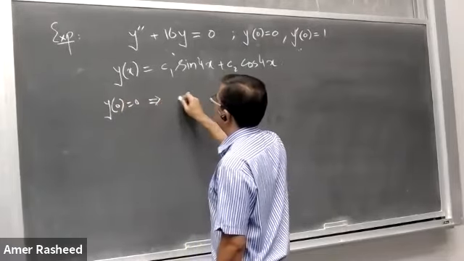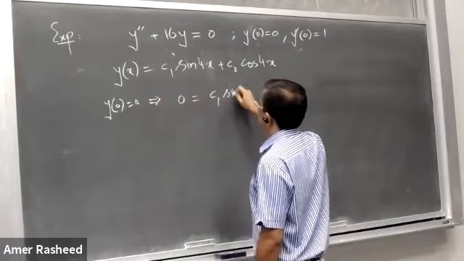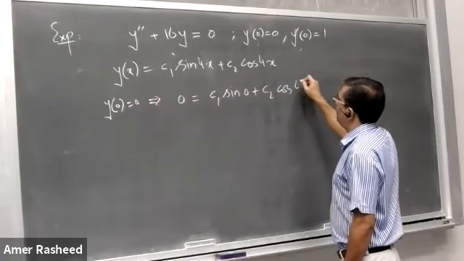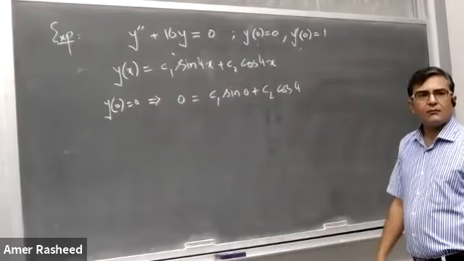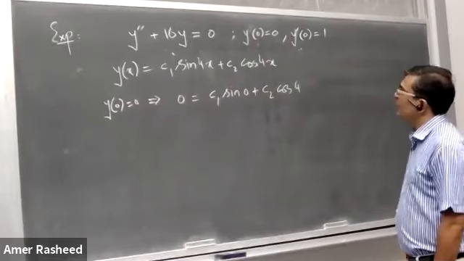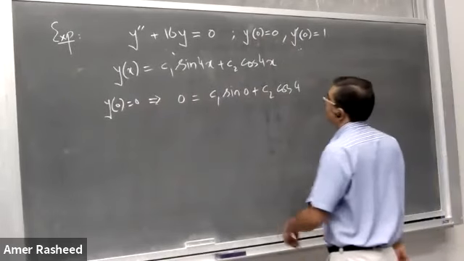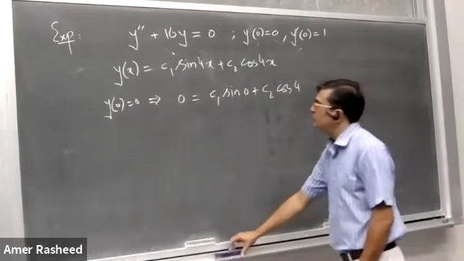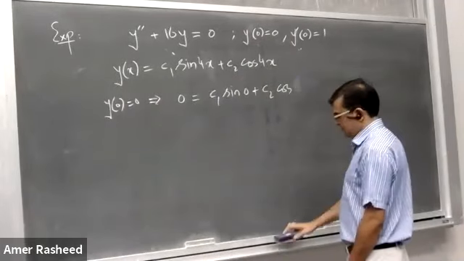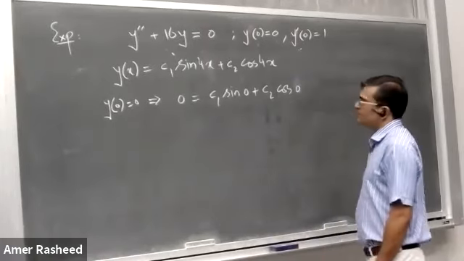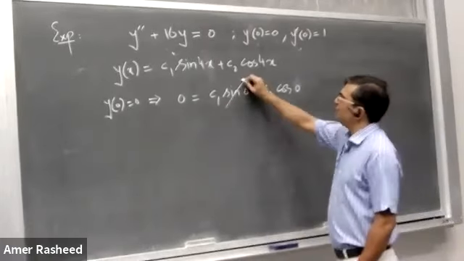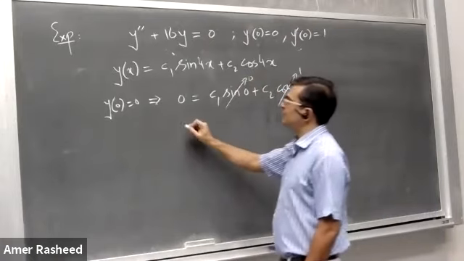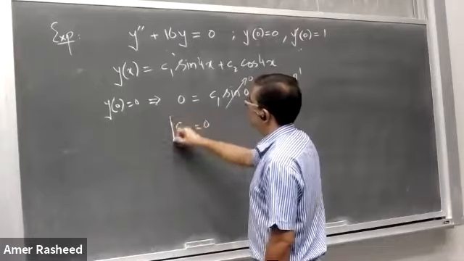This gives us 0 is equal to c1 sine of 0 plus c2 cosine of 4 times 0, which is cosine of 0. Now we know that sine 0 is 0 and cosine 0 is 1. So it gives us c2 is equal to 0.